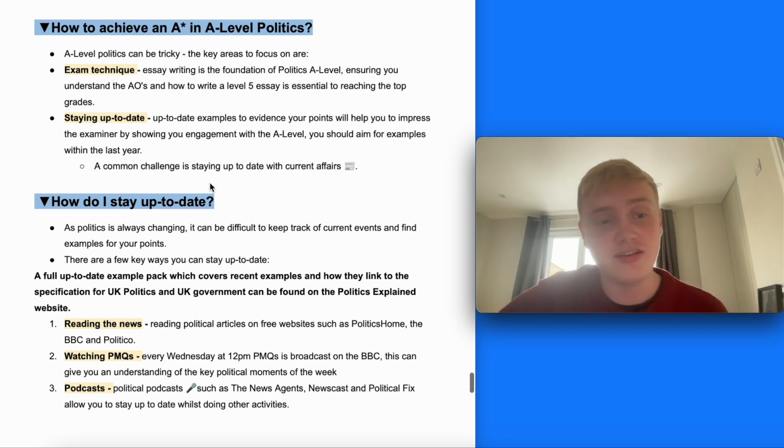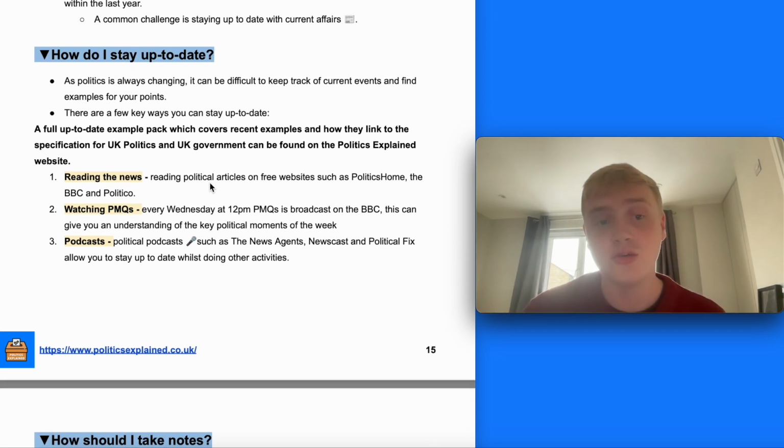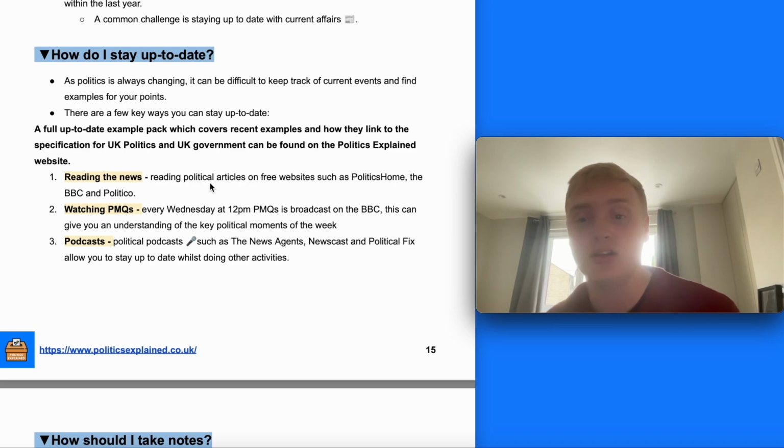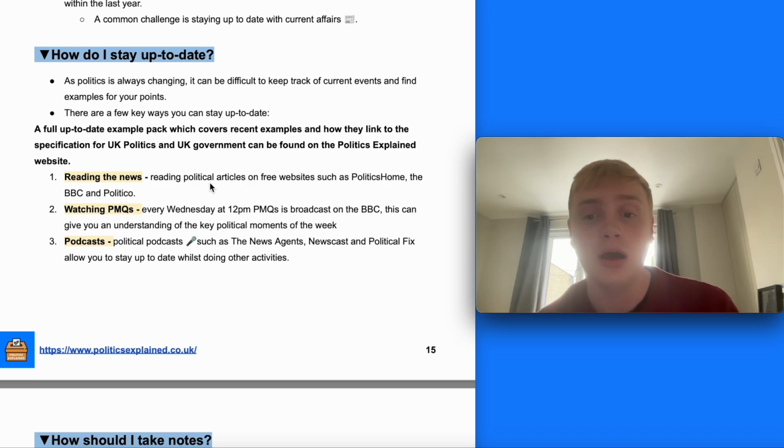How do you stay up to date? There's a few ways to stay up to date. So in the Politics Explained classroom, we're going to do up-to-date example packs every single week to help you keep up to date. But if you're doing it yourself, it's just about reading through the news, keeping up to date on the BBC, Politico, The Guardian. Watching PMQs is a really good thing to do every week, and there's a number of podcasts which are really good, including The News Agents, UK and USA, Newscast, Political Fix, The Rest Is Politics. Just really make sure you're following the news every week so that you don't miss anything.